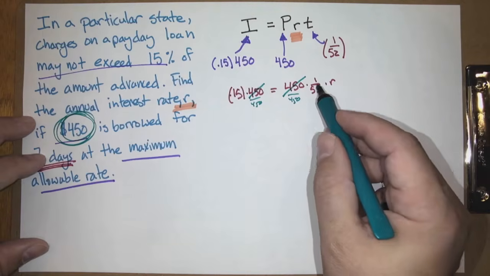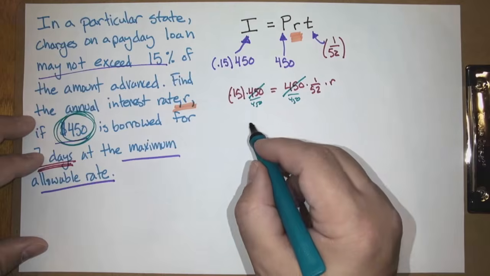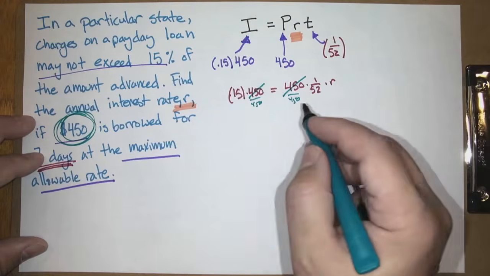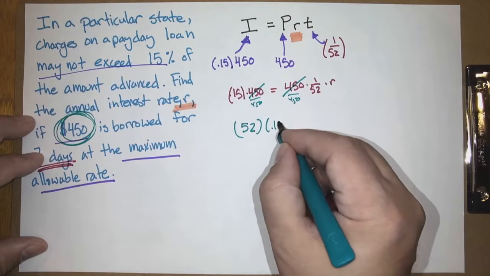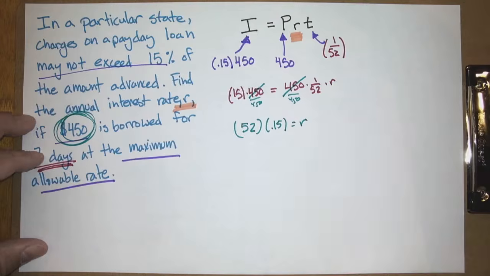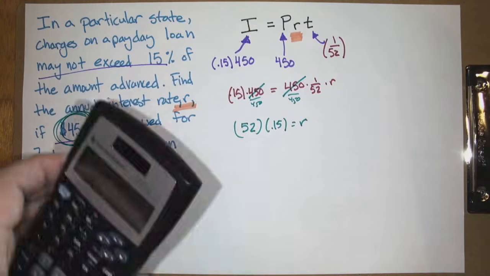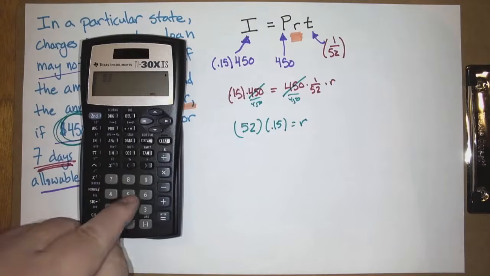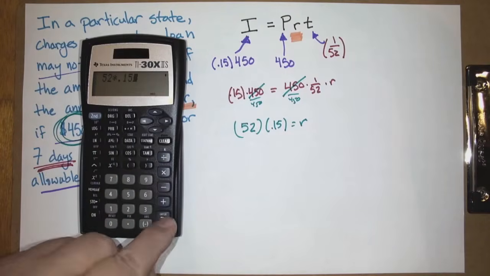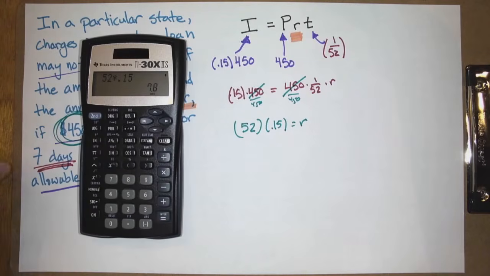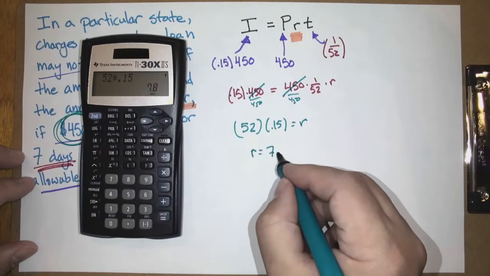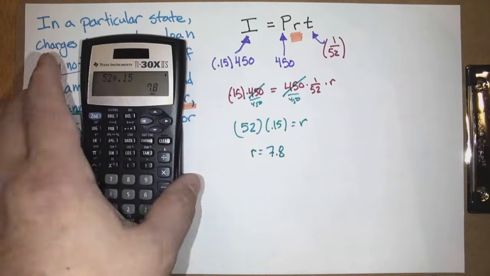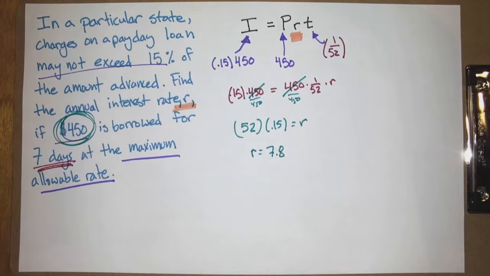Now, how do you move 1 over 52 across? To move 1 over 52, multiply by 52. So you take 52 times 0.15, and that's R. We don't have to do that in our heads if we don't want to. We take 52 times 0.15, and what comes out is 7.8.